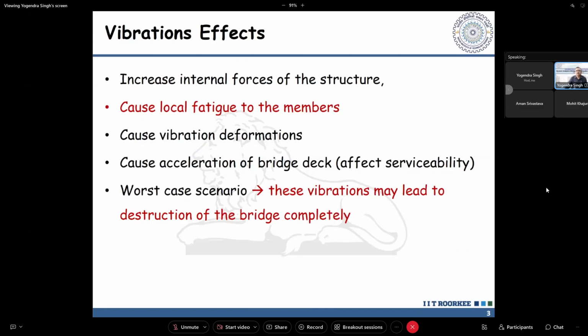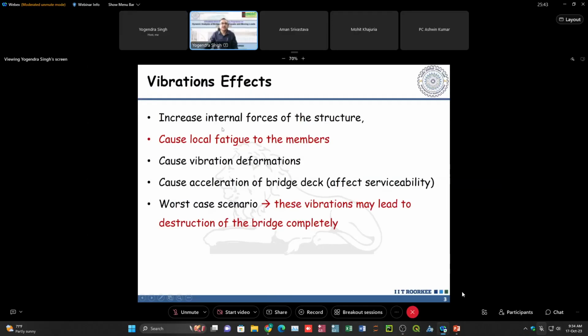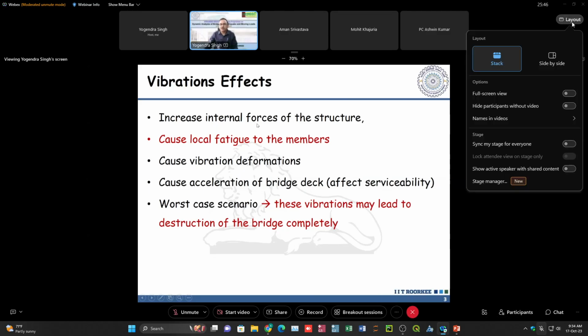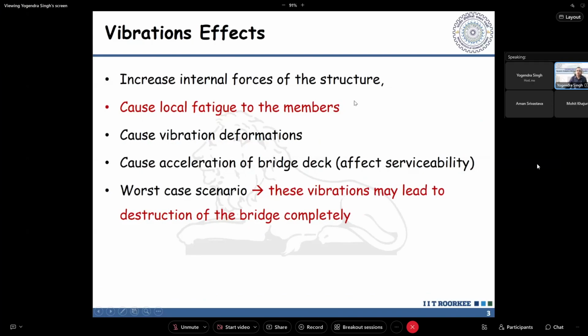So what problems do we face due to vibrations? One is the increased internal forces in the structure, which we take into account through CDA or impact factor. The dynamic effect in terms of displacement is more. There is a static displacement under the load if the load is just placed statically on the bridge. Due to this moving effect of the load, the displacement is higher than that. The forces in different members are proportional to the displacement, so the force is also increased in the same proportion.